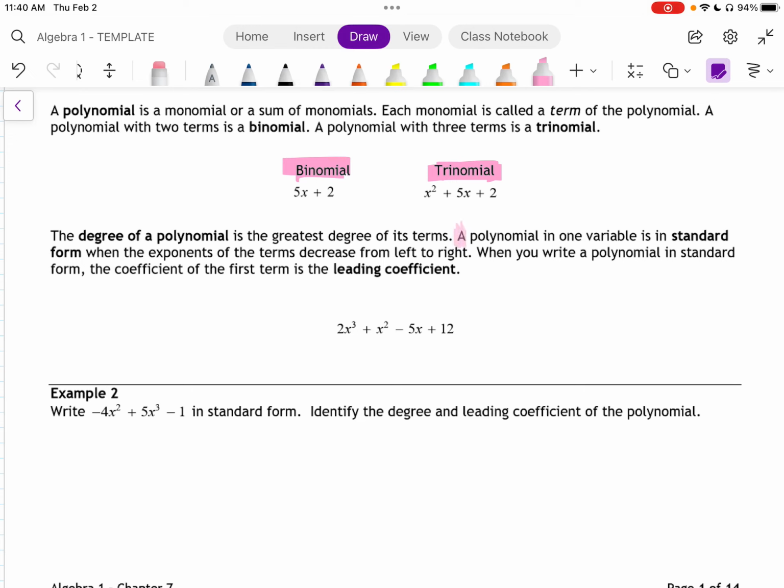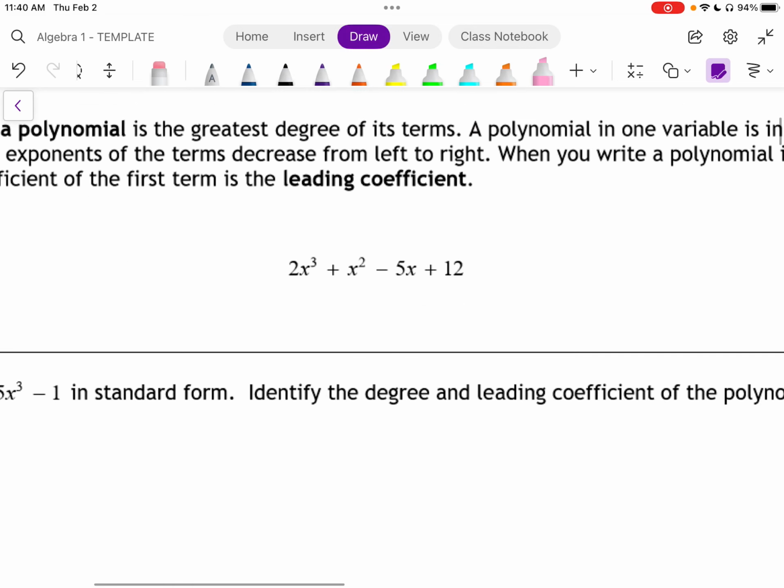So continuing on right here, a polynomial in one variable is in standard form when the exponents of its terms decrease from left to right. When you write a polynomial in standard form, the coefficient of the first term is called the leading coefficient. So look in here. This is a polynomial with 4 terms in it, right? Because it has 4 pieces. 1, 2, 3, and 4.